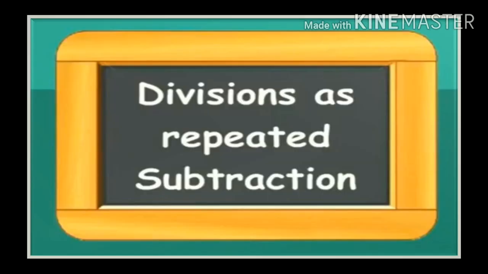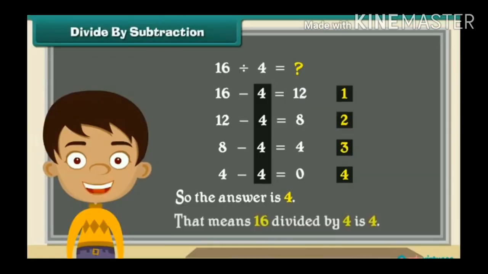Division as repeated subtraction. So students, let's divide 16 divided by 4 by repeated subtraction method. So first we have to subtract 4 from 16. So we get 12. Now we have to subtract 4 from 12. So we get 8. Then subtract 4 from 8. So we get 4. And now at last we have to subtract 4 minus 4, which we get 0.